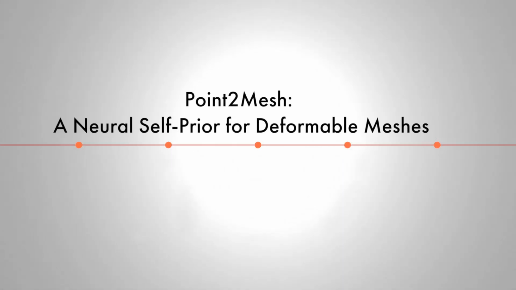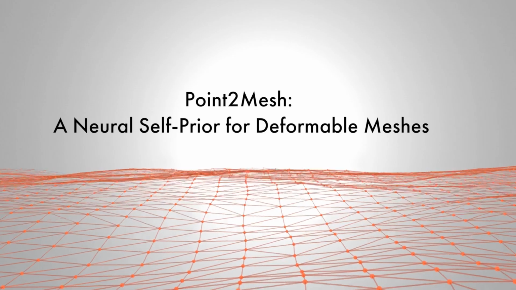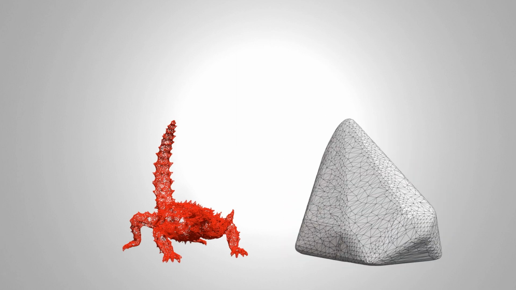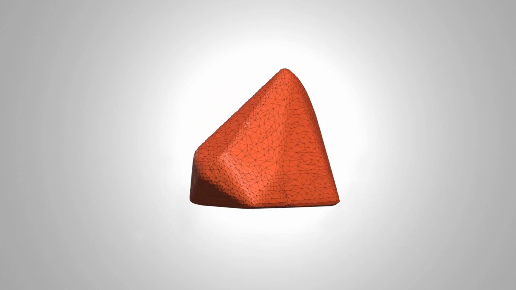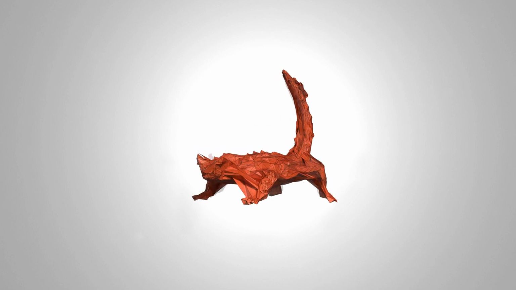We present Point2Mesh, a technique for reconstructing a surface mesh from an input point cloud. Starting with an input point cloud and an initial deformable mesh, we iteratively deform the mesh to shrink wrap the input point cloud, resulting in a watertight mesh reconstruction.